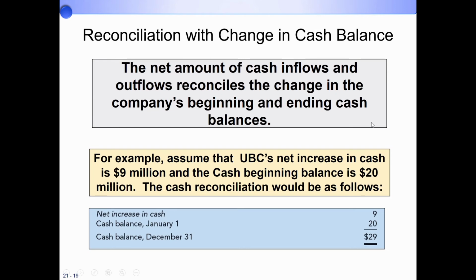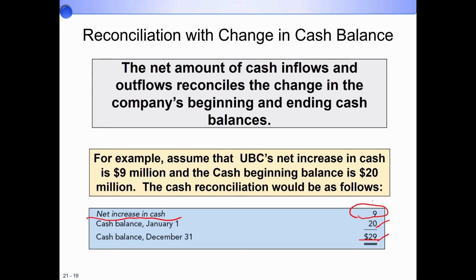Based on each activity, you can calculate net increase, net decrease, and then you calculate the total. So here, the net increase in cash for those all 3 activities is going to be $9 million. Then you go to the balance sheet to verify the beginning balance. The balance sheet beginning balance, we have $20 million cash. Ending balance we have 29, which is correct. So now 20 plus 9 equals 29.